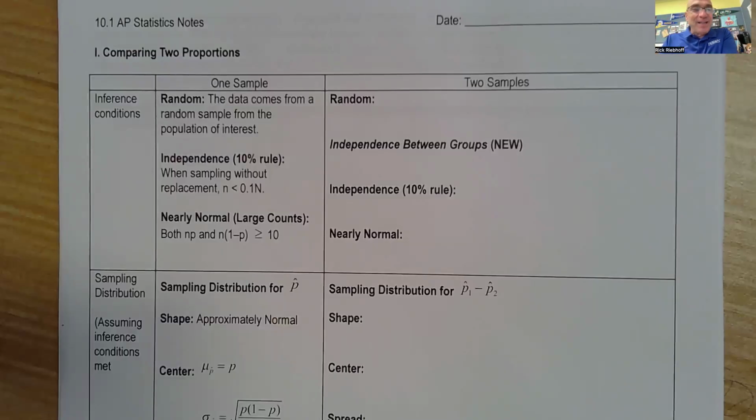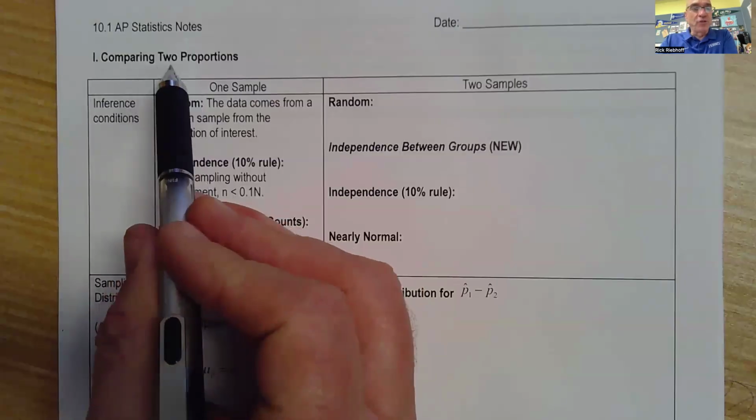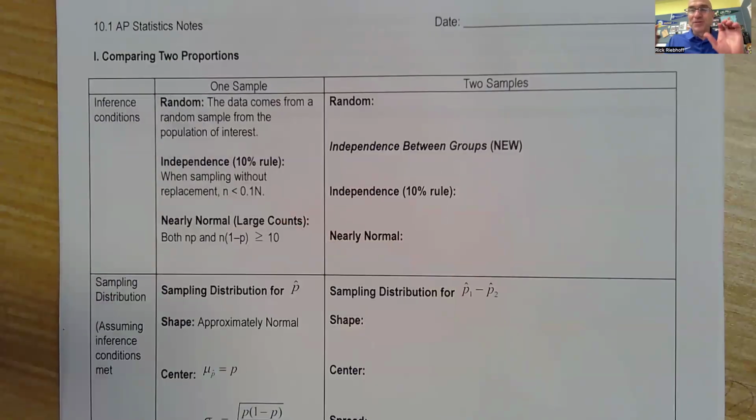Here we go. Chapter 10.1. Now we're only doing the first part of 10.1. 10.1 has a couple things in it, so we're only doing the first part, which is the comparing two proportions part. For 10.1 and 10.2, we're only doing the first half of each of those chapters. The second half will be a surprise for you later.